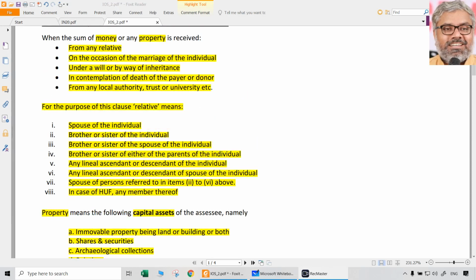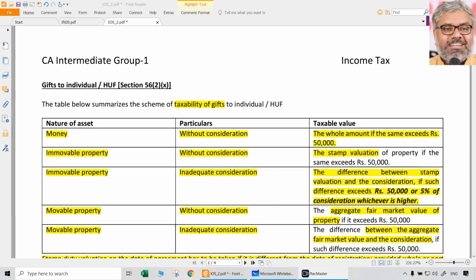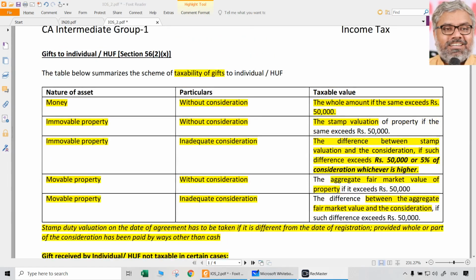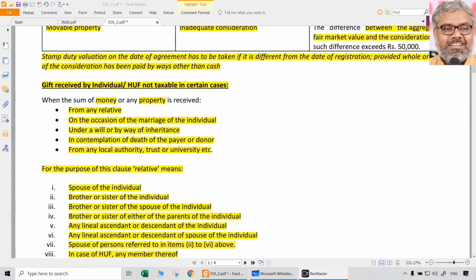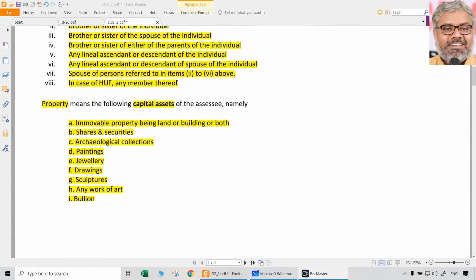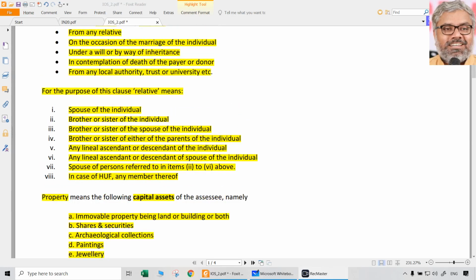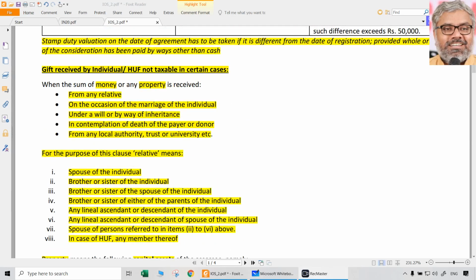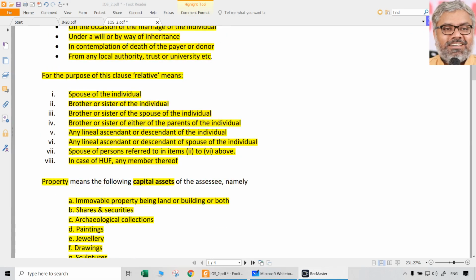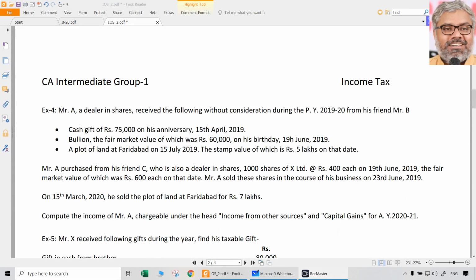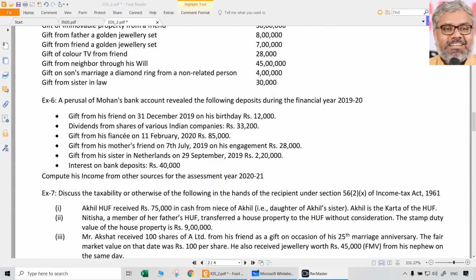That also is another point to be noted. So when is it taxable is the first point. If it is taxable, how much is taxable? That is the second point. And when is it not taxable is the most important point. If the gift that is received is not a property, that is not taxable. If the gift is received from a relative, not taxable. And the other list of things where the gift is not taxable have to be clearly remembered and applied in the problems. These are the provisions related to gift in a nutshell.